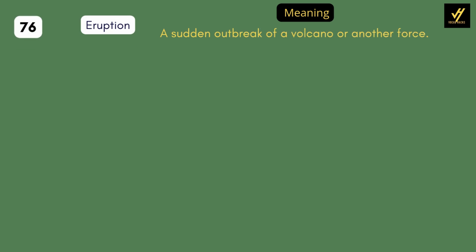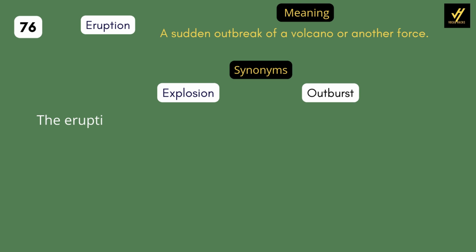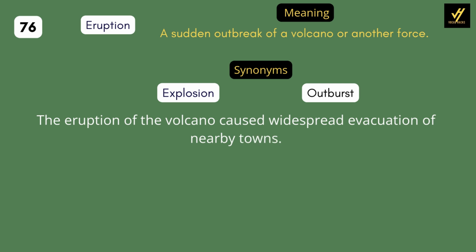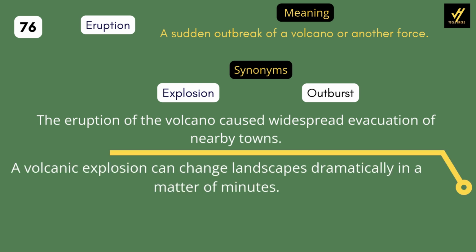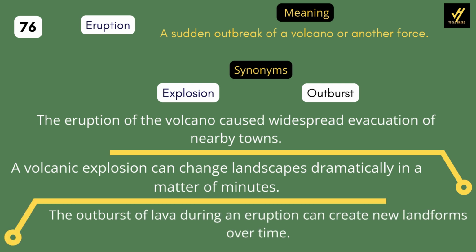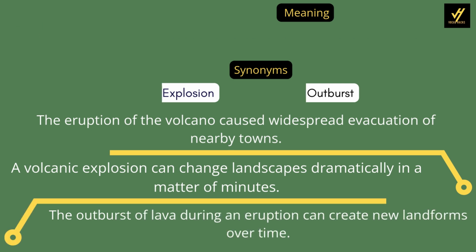Eruption, a sudden outbreak of a volcano or another force. Explosion, outburst. The eruption of the volcano caused widespread evacuation of nearby towns. A volcanic explosion can change landscapes dramatically in a matter of minutes. The outburst of lava during an eruption can create new landforms over time.